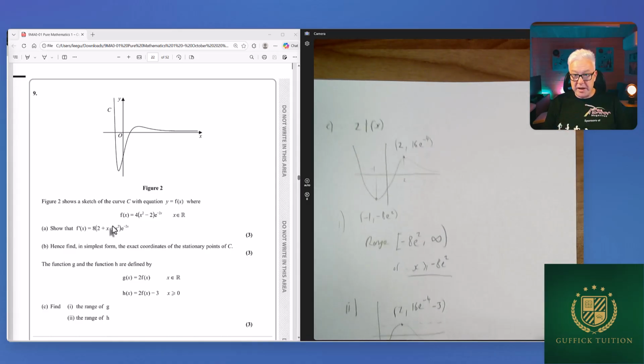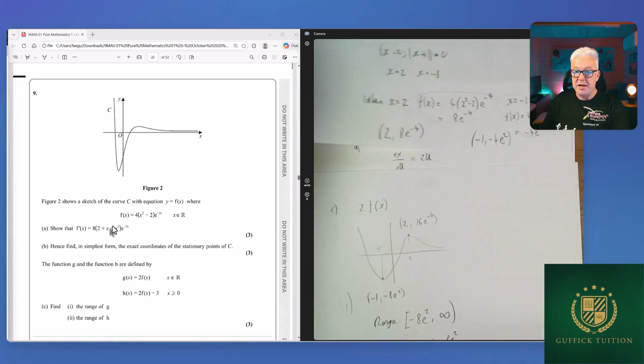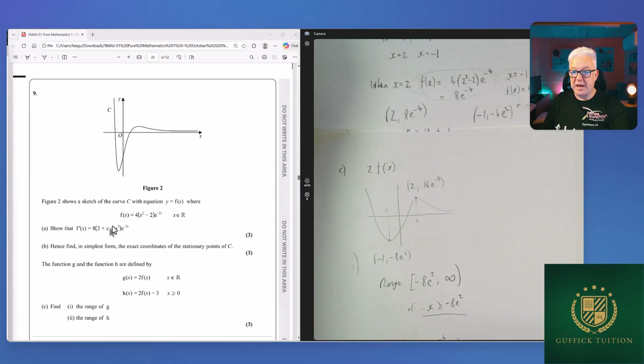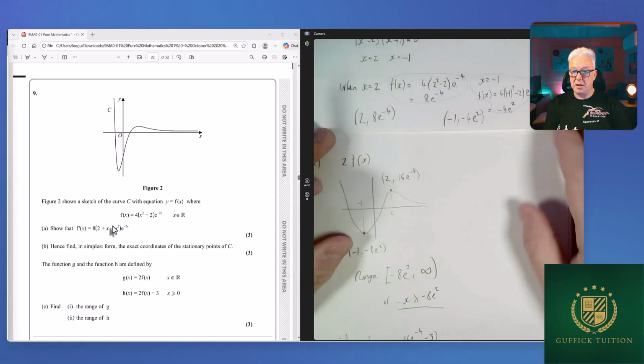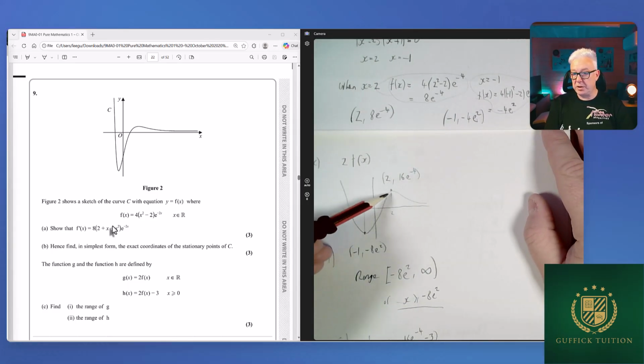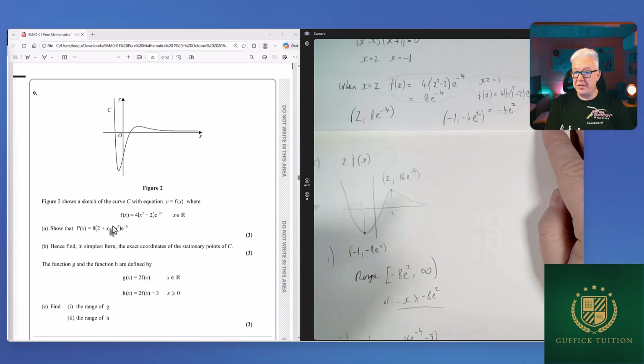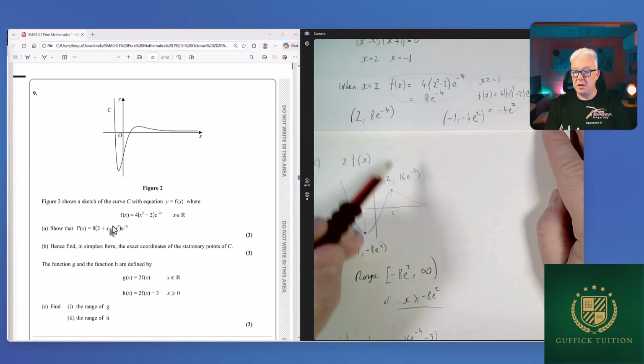Now the transformation for 2 times f of x is going to be a stretch of scale factor 2 parallel to the y-axis. So we're going to take the coordinates of our two turning points and the y values are going to be doubled. So here we have 2, 8e to the minus 4. So that's going to go to 16. So the y value has been doubled there.